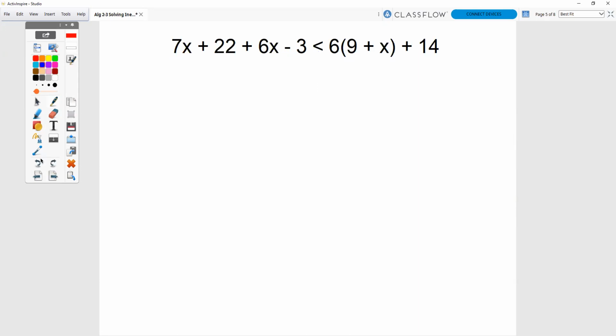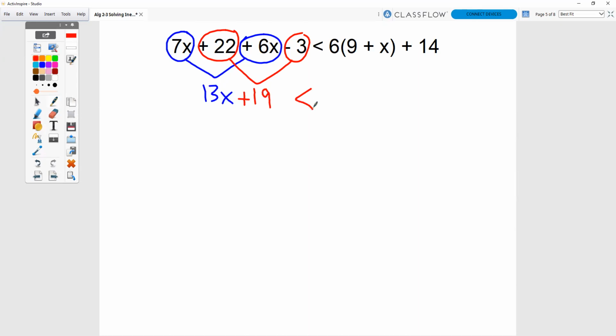I'm going to get rid of that line in the middle, but I just wanted to show you where I'm looking. So on the left-hand side, I can see that I have a 7x and a 6x. I can combine my like terms here to be 13x. I also have plain numbers all by themselves that I can add together as well. 22 plus -3 is 19.